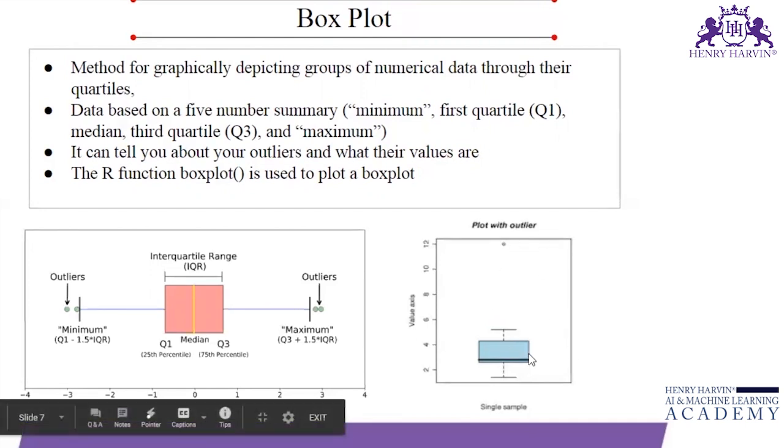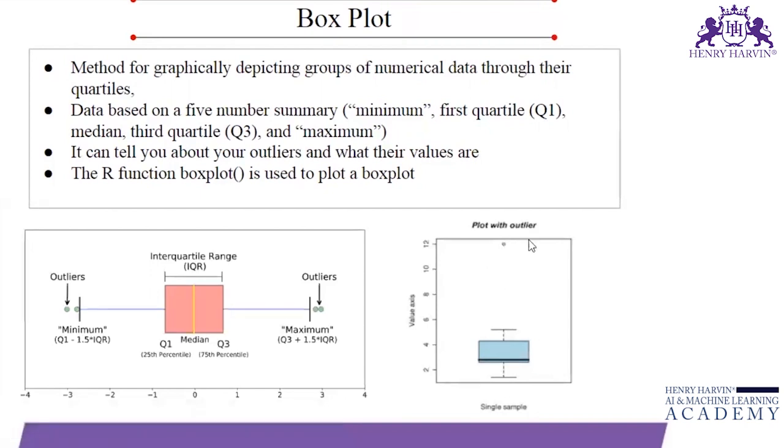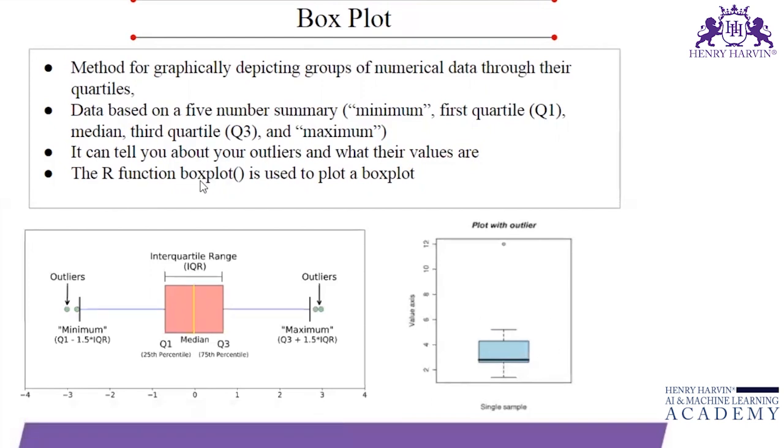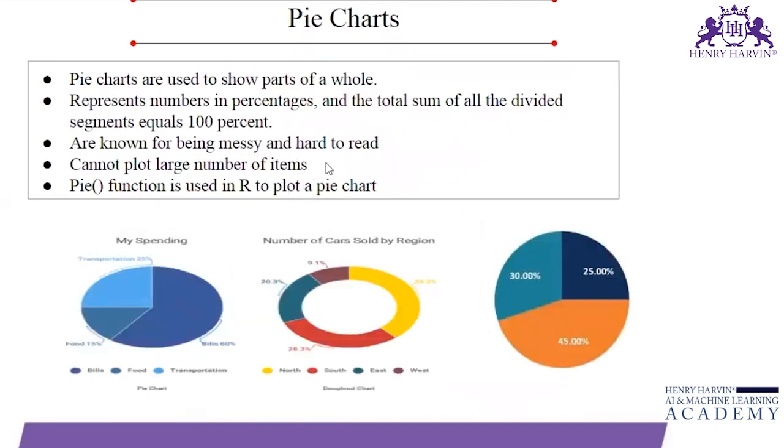As you can see in this figure, there are quartiles. This is the maximum value, minimum value, the median value, and this is the outlier or the value that is out of the data which can be affecting the analysis of our data. The function that is used in R to plot box plot is boxplot. Next is pie charts.